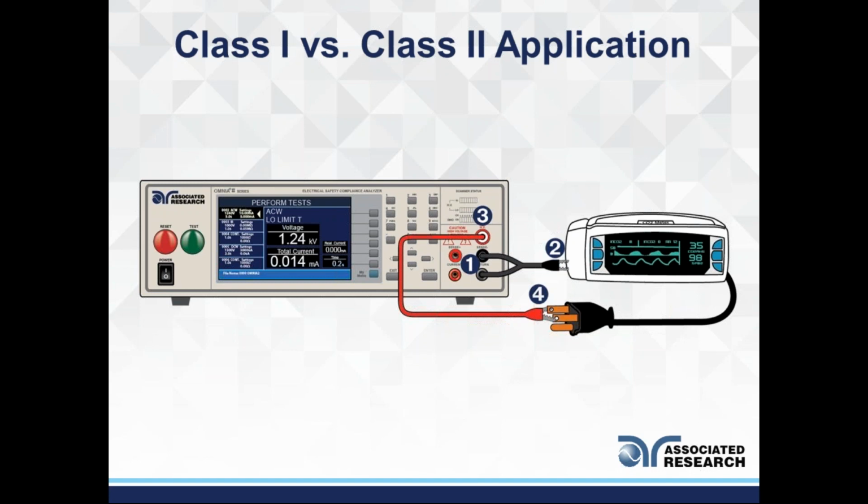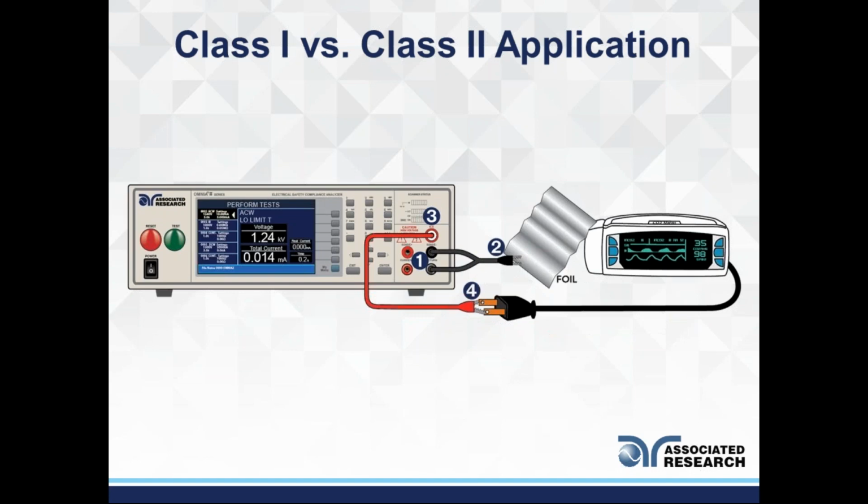Now the high potential, which is the red cable coming out from the Hipot tester on the left, is connected, if you look carefully, to the line and neutral, the hot and neutral conductors on the line cord of this product under test. And the return cable is connected on the chassis of the product. That's just one example. This is a class 1 product.